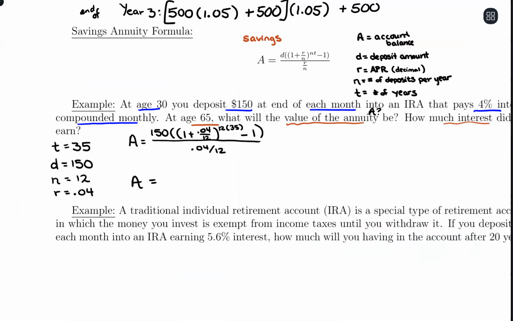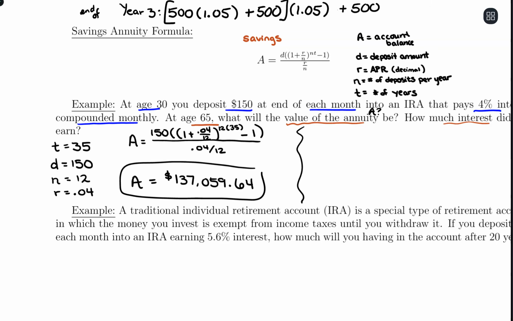$137,059.64. So let's go ahead and write that down. So that's the balance when we're 65, $137,059.64.